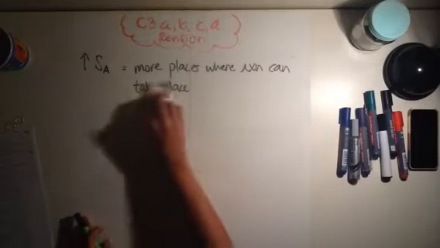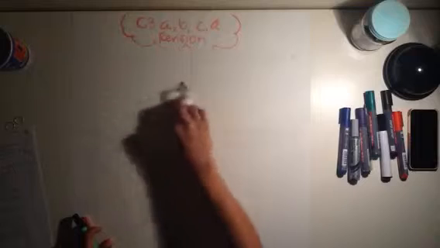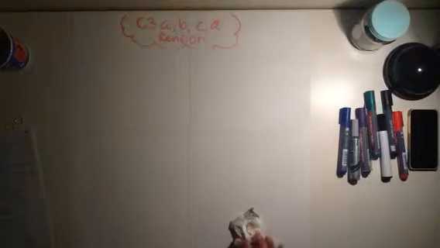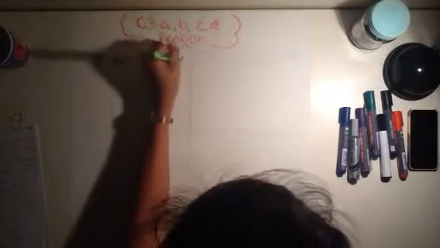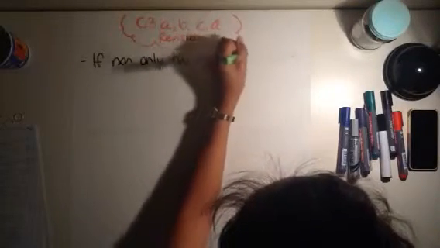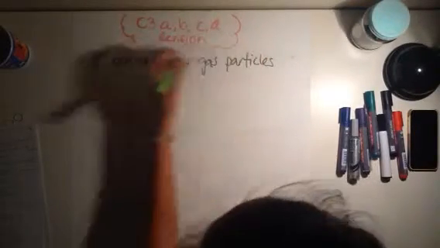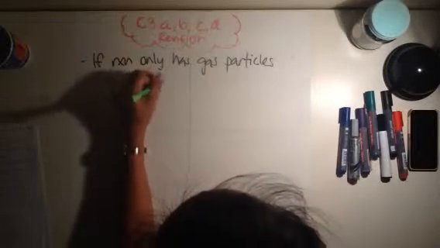Alright, so we now looked at how increasing the concentration, temperature, and surface area can affect the rate of reaction. There's one special example. It's if the reaction only involves gas particles. So if the reaction only has gas particles, you can increase the pressure. And if you increase the pressure, I'm going to draw a little example here.